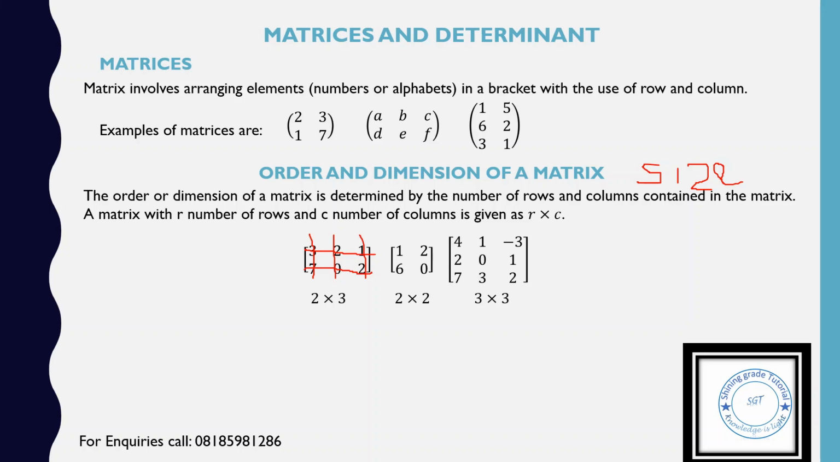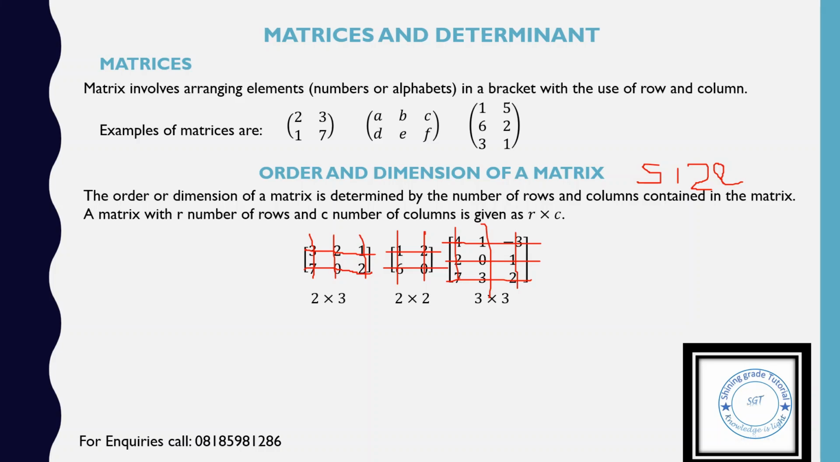That is when we have 2 by 3, and here we have 2 by 2. The reason is that it has 2 rows. Rows are counted horizontally, and we have 2 columns as well. Columns are counted vertically. Here we have 3 by 3. So we have 3 rows, horizontal counting, and 3 columns, vertical counting for the columns.